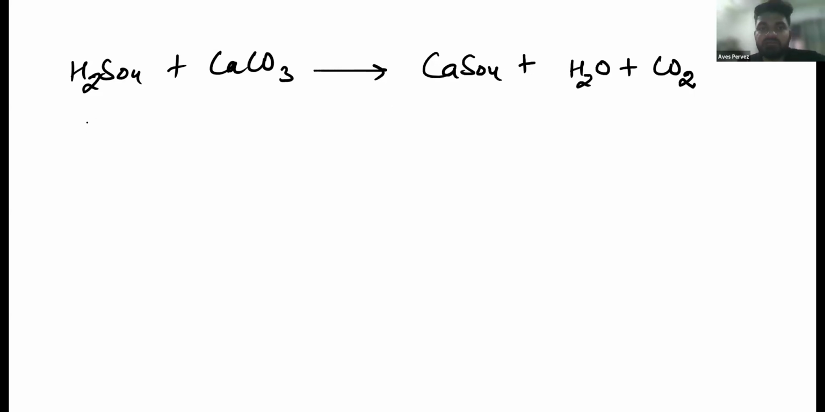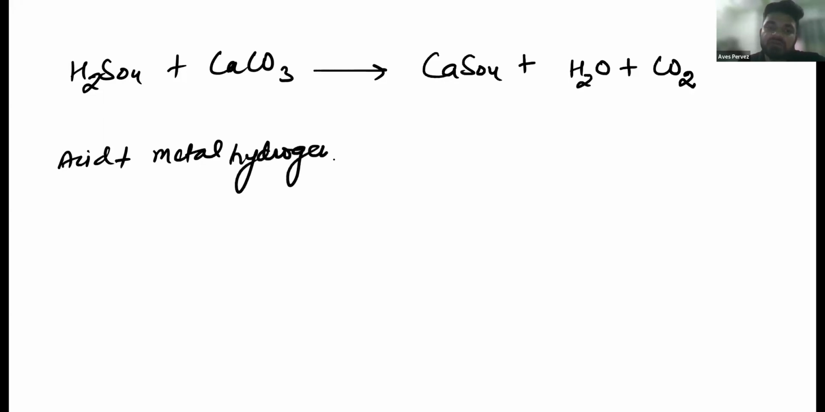Now the properties that we have done are: acids when they react with metals, acids when they react with metal oxides, acids when they react with bases, and acids when they react with metal carbonate. Instead of metal carbonate, it can be metal hydrogen carbonates also, okay? So the same result will be formed. Acids can also react with metal hydrogen carbonate.